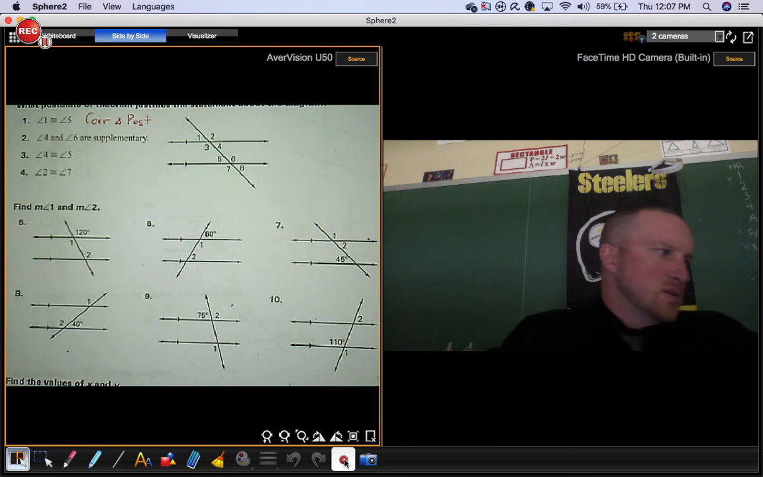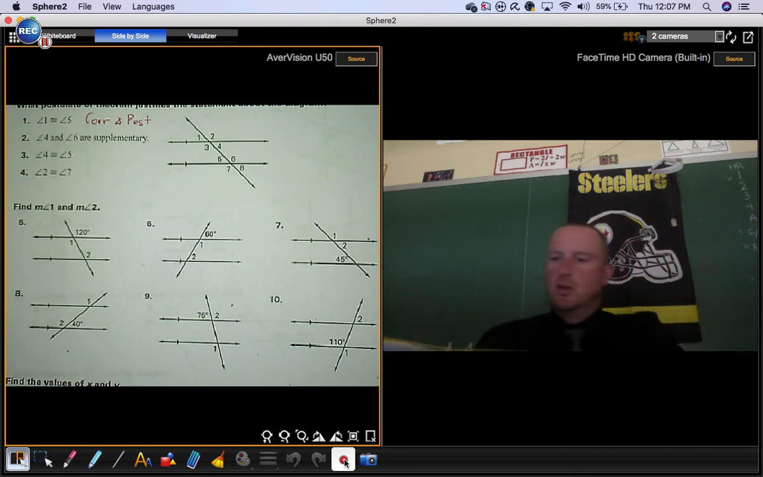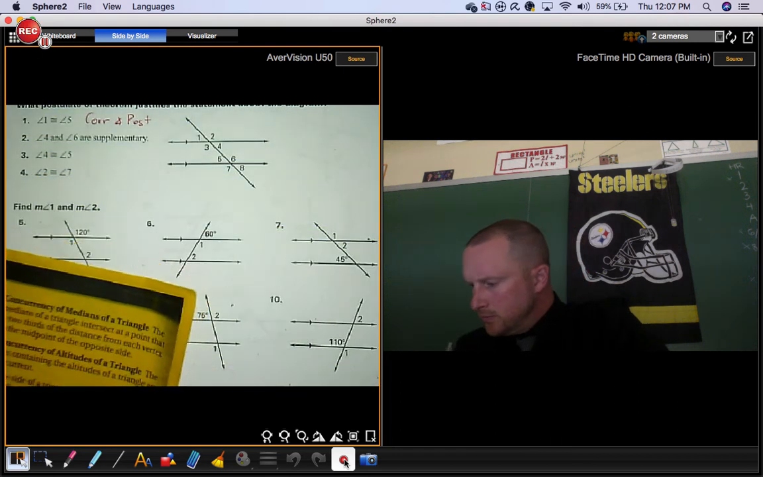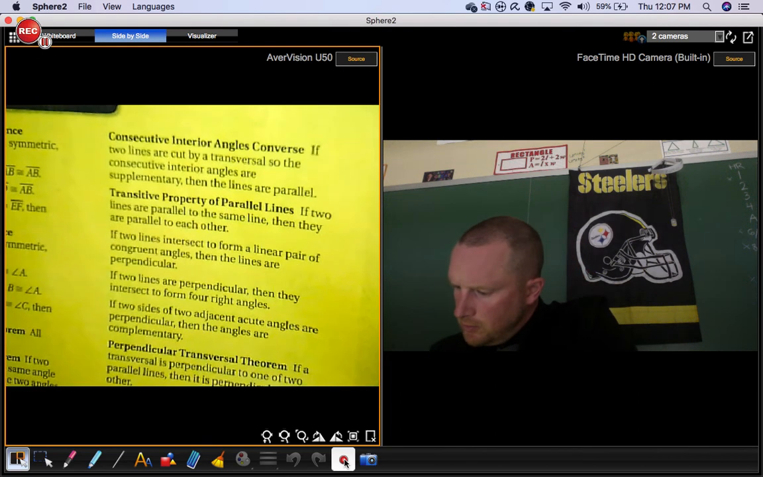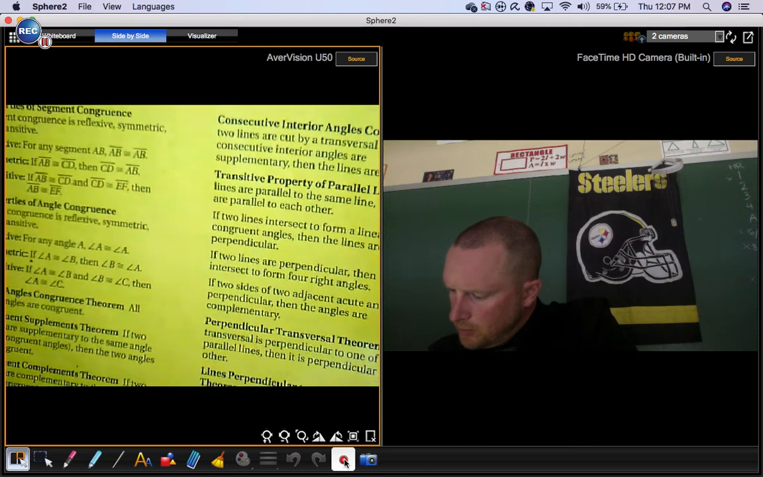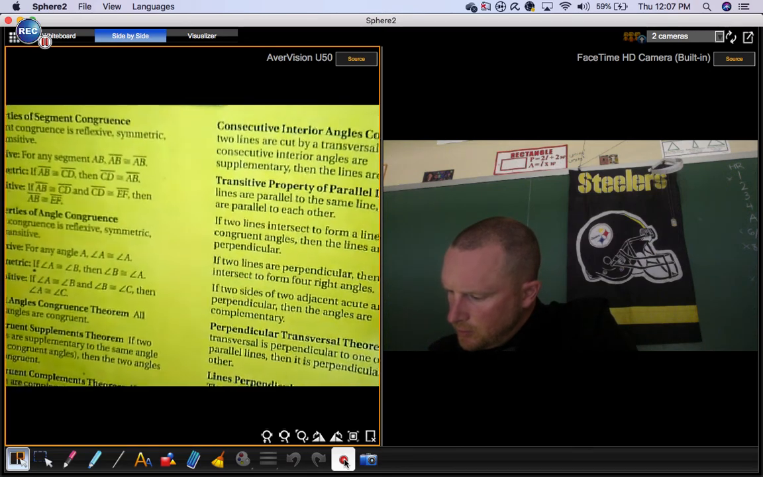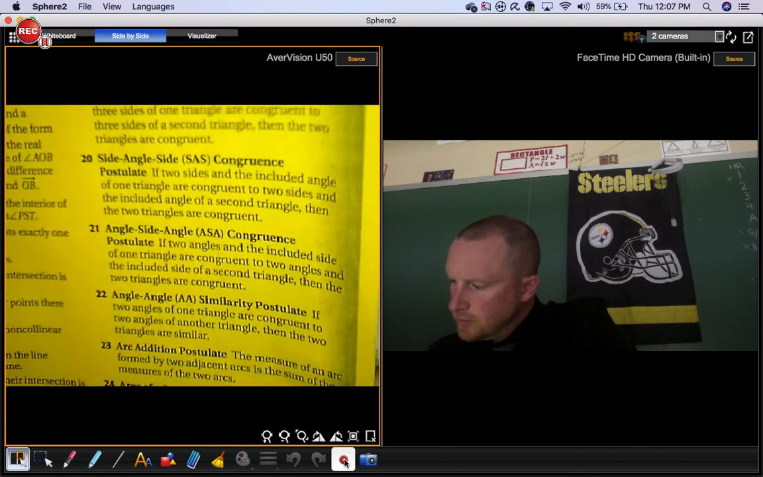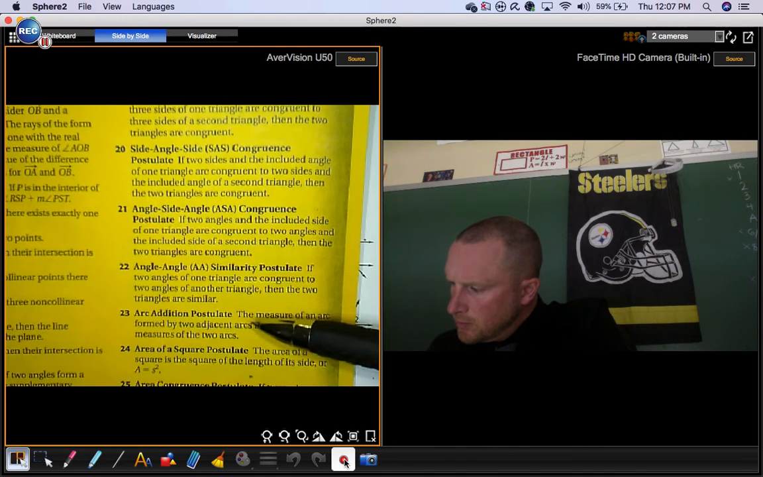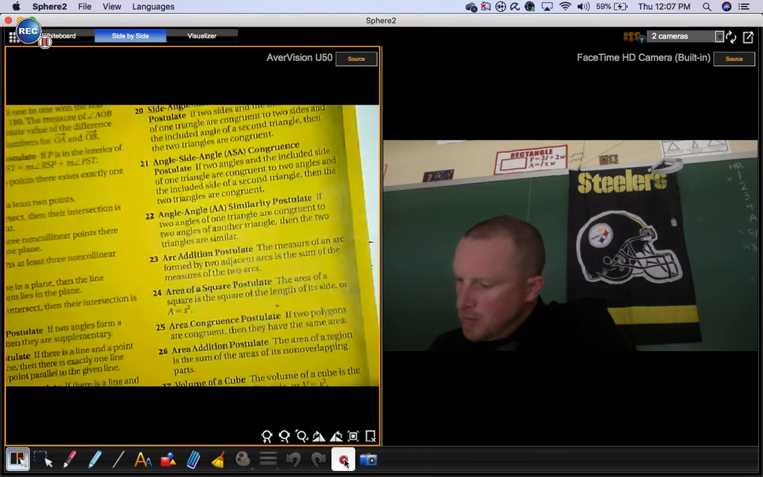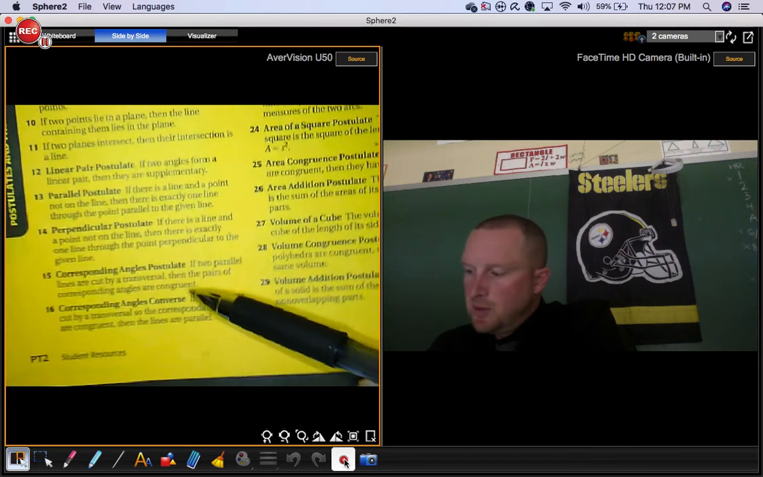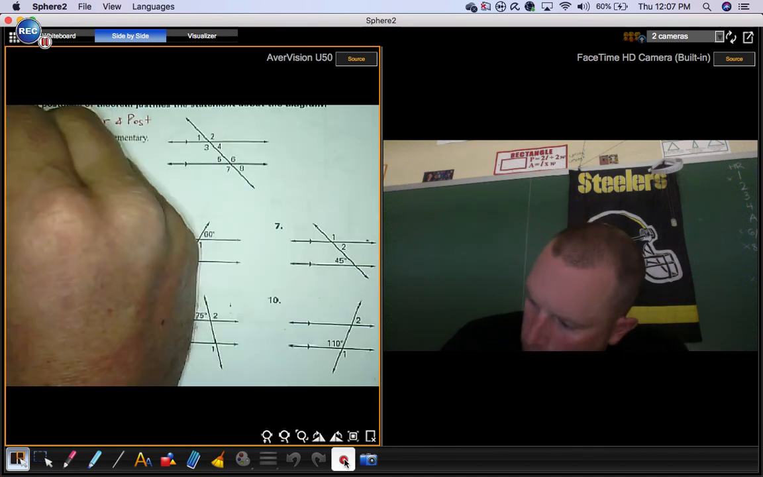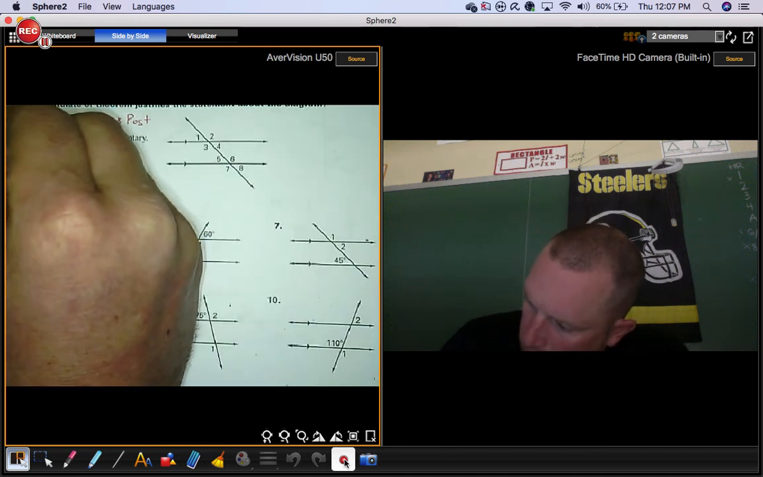And that has a number as well. Maybe I'll reference the number too. I have my theorem sheet here. Well, it's a postulate, so corresponding angle postulate. Oh, where are we? Corresponding angle postulate is postulate 15. So you could have said that also. Postulate 15.